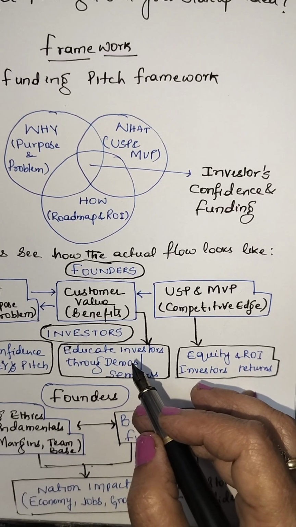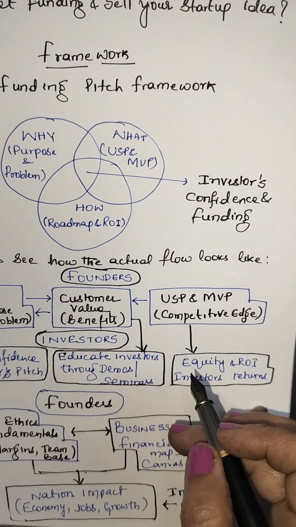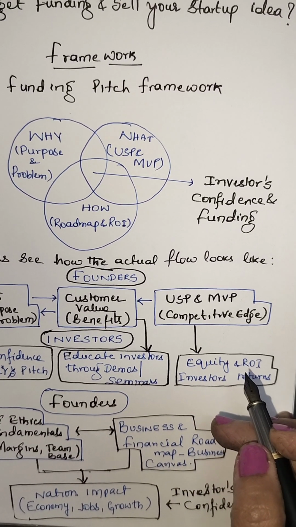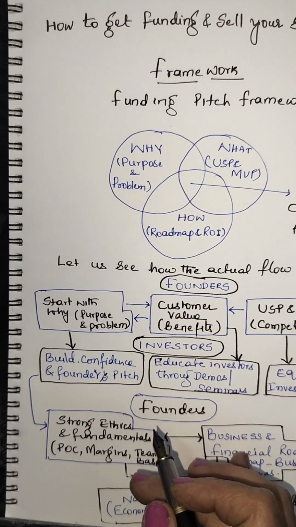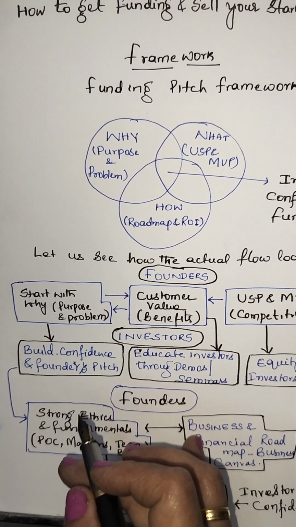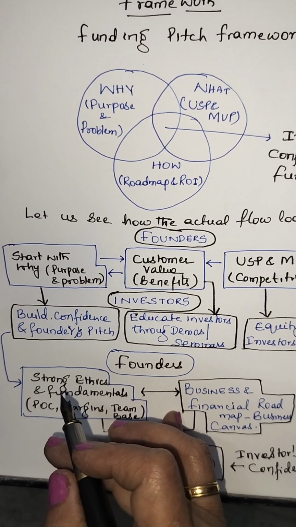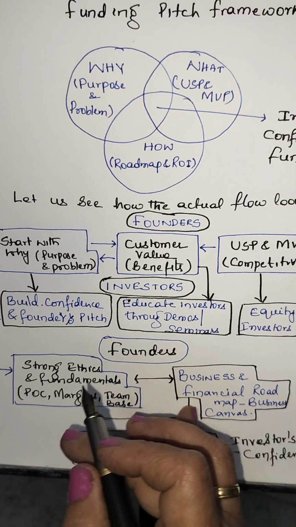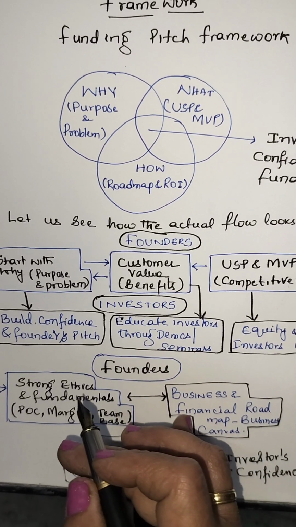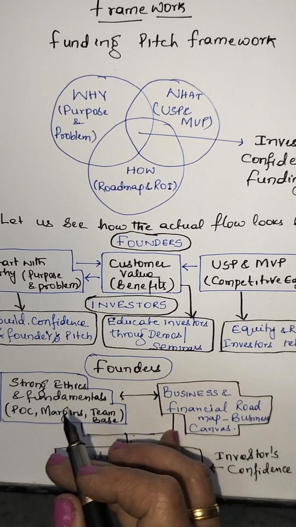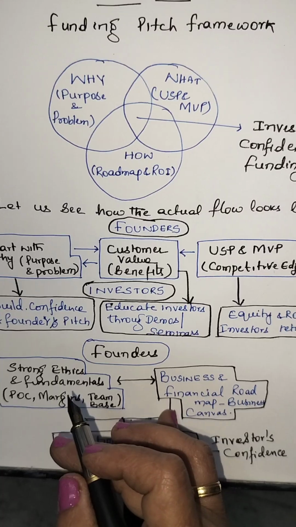This actually will give way to understanding the next step: how the USP and MVP result in the ROI, equity and returns for the investors. Once this step is clear, one more thing that is part of building confidence is that founders have strong ethics and fundamentals. The POC, margins, and team numbers should be very clear. The details should be shared, and ethical values are very important for any investor to invest with the founders.